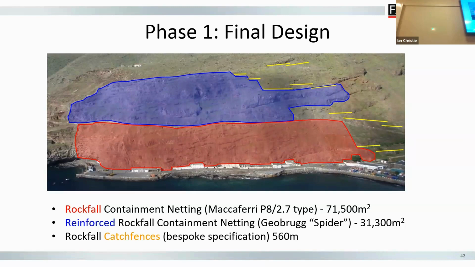And up in the top, the hazards were so much bigger that netting itself couldn't do the job. It would just have been wrecked in the event of a large failure. So we overlaid that with some really strong, really meaty netting, which is produced by Dealbrook, which is Spider, which is huge stuff. So that's the blue and the red, and you can see the little yellow lines there show where some of our catch fences were.